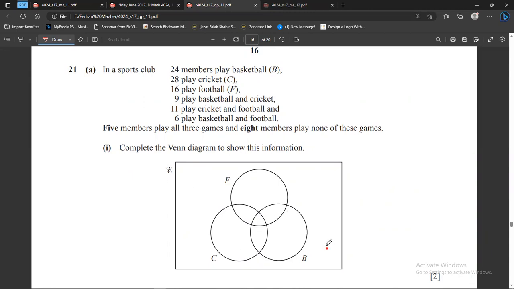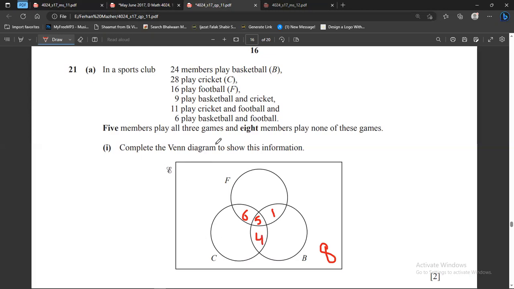So the 8 members play none of these games, so that will come here. And the 5 members play all the games, so that 5 will come here. Okay, 6 play basketball and football. Basketball and football, the overlapping portion is this, they play 6. 5 is already there, so here I will have 1. Then we have 11 play cricket and football. Cricket and football, there are 11 people, 5 is here, so this will be 6. And 9 play basketball and cricket. Basketball and cricket, 9 people, so 5 is here, so it will be 4.